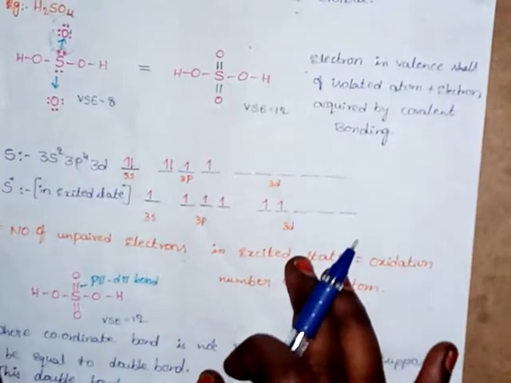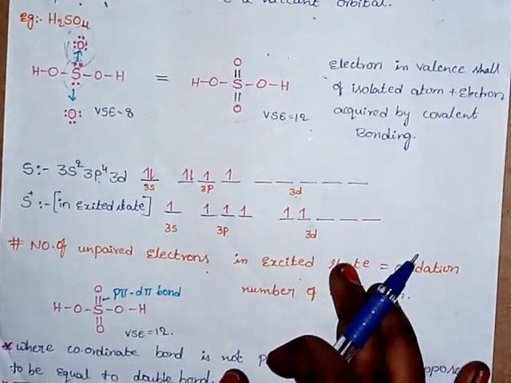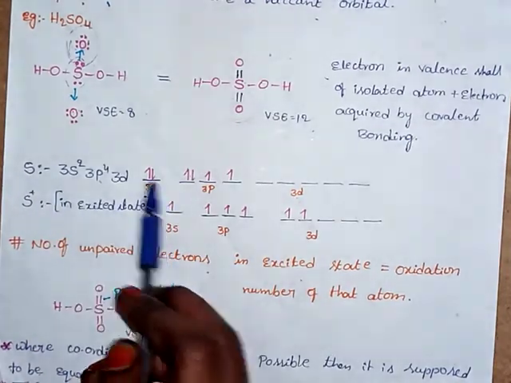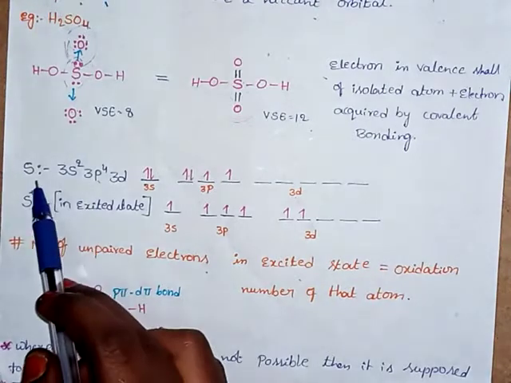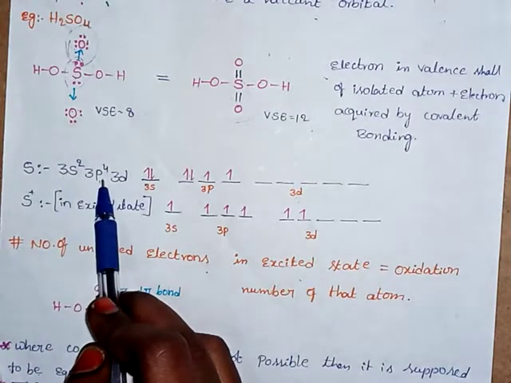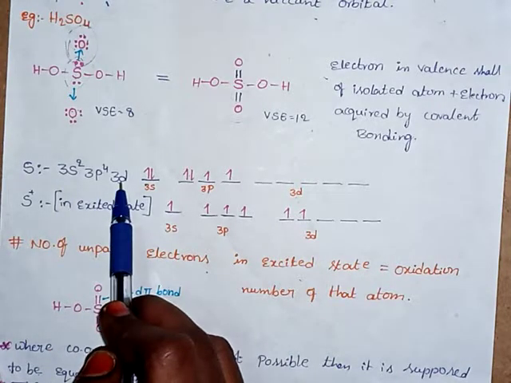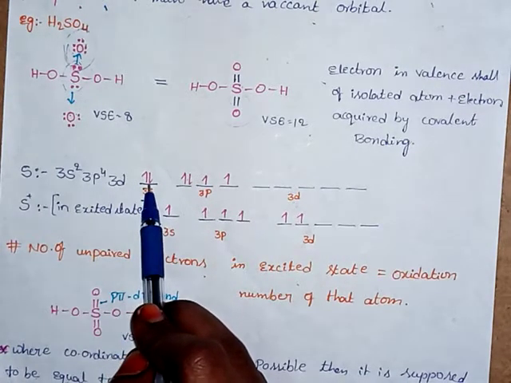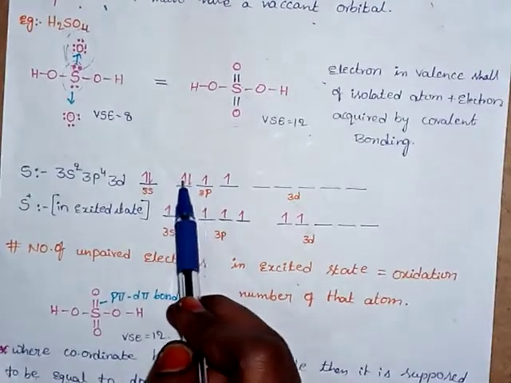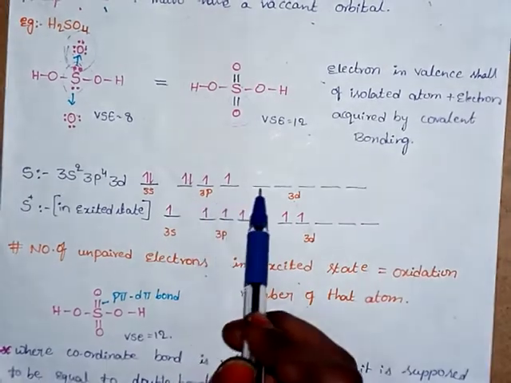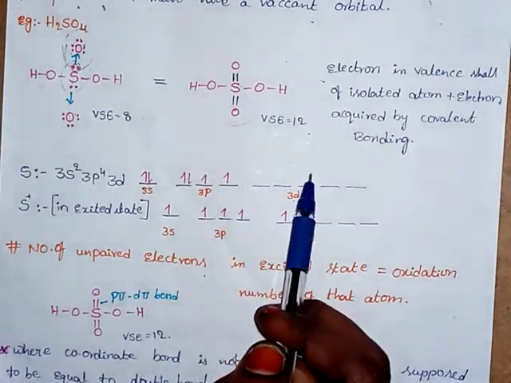So now coming to these examples, look at these examples. Here we have the sulfur. As we know, the sulfur electronic configuration is 3s2 3p4 3d0. That is two electrons in the 3s shell, 4 electrons in the 3p orbitals, 1 2 3 4, and the 3d orbital is left vacant.